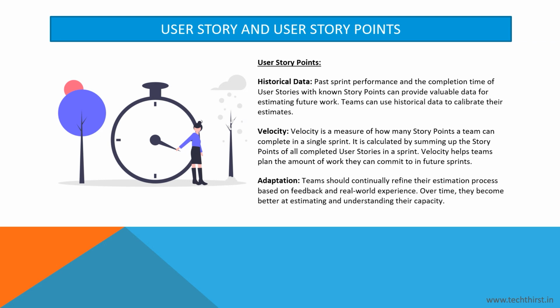User story points are a valuable tool for Agile teams because they allow for flexibility and adaptability in planning. They provide a way to prioritize and schedule work based on the team's capacity, and can help prevent overcommitting or undercommitting in a sprint.